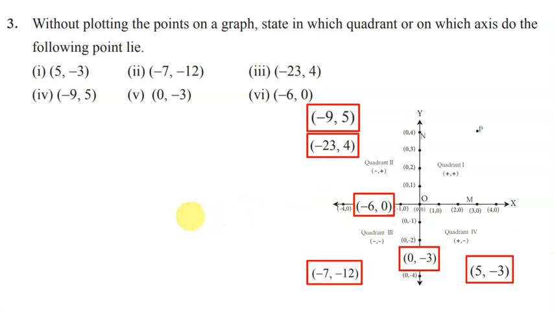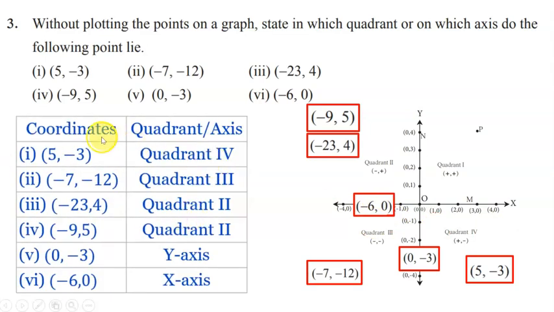Okay, and you can also have this. The fourth one, (5, -3), (-12, -7), (-12), it is in the third quadrant. Next is (-23, 4), it is in the second quadrant. (-9, 5), it is in the second quadrant. (0, -3), that's on the y-axis. (-6, 0) on the x-axis.